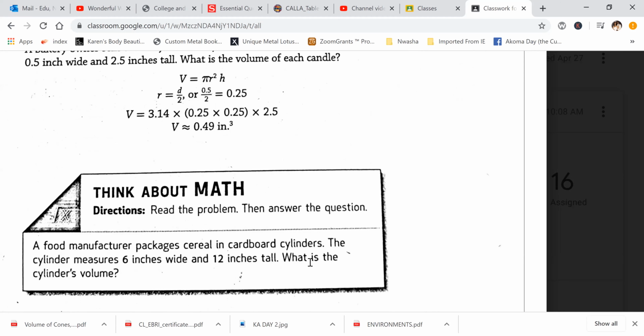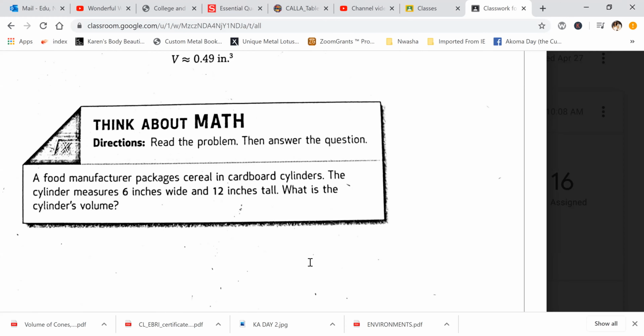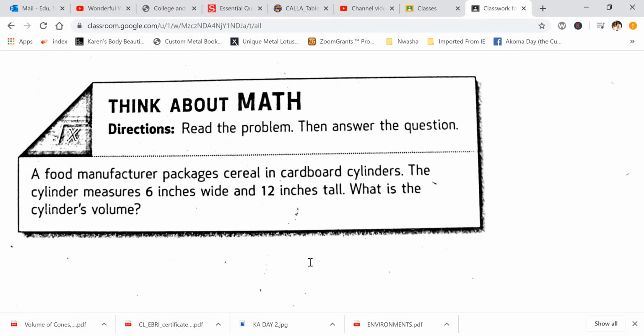So we're not doing surface area yet, but here is a quick problem. A food manufacturer packages cereal in cardboard cylinders. The cylinder measures 6 inches wide and 12 inches tall. What is the cylinder's volume? So take a second to figure this one out.